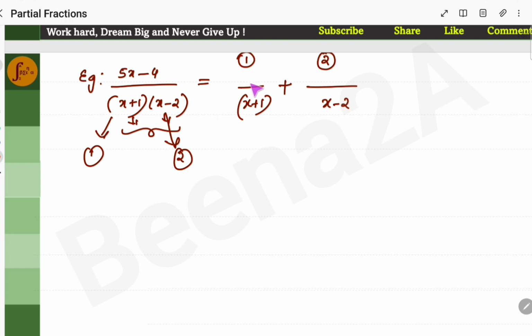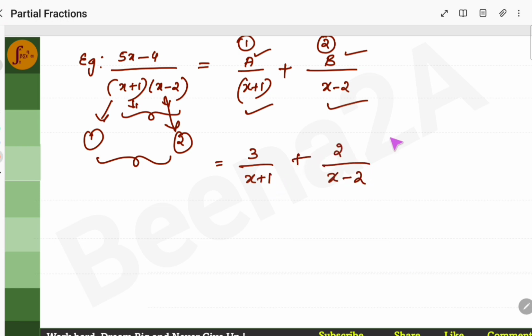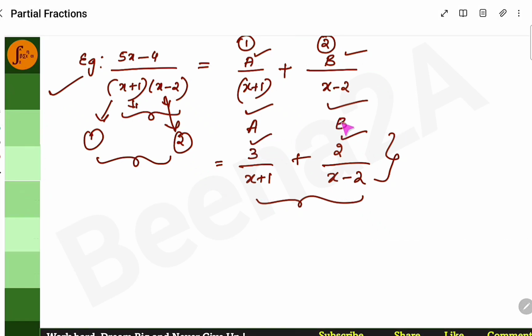Now, we don't know the numerator. So we'll assume it is a and b. Finally, when we solve this entire rational function into partial fractions, it should be in this form. But we don't know the value of a and b. Instead of a, you could have 3. It could be 3 by x plus 1. Instead of b, we could have 2 by x minus 2. Now, these could be the partial fractions for this entire rational function. But we need to obtain this 3 and 2. So, as a first step, we assume that the numerator would be a and b.